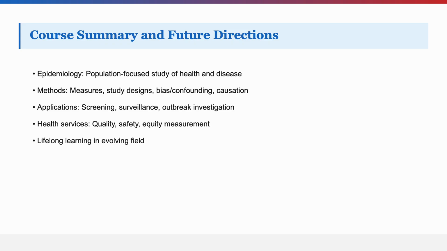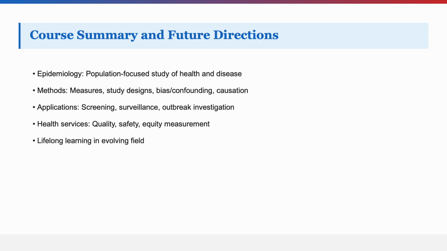As we conclude this course, let me summarize what we've covered and look ahead. Epidemiology is the population-focused study of health and disease, who gets sick, where, when, and why. It's the foundational science for public health and healthcare management. We covered measures of disease frequency and association, incidence, prevalence, relative risk, odds ratios, NNT. These are the vocabulary of epidemiological analysis.